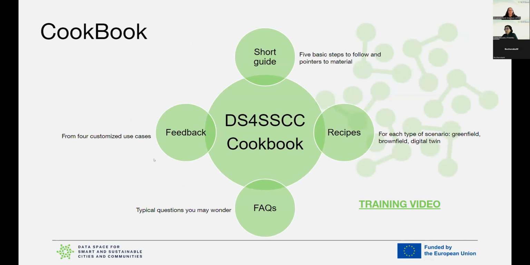In order to guide other cities in doing the same, we also elaborated the cookbook, which includes 4 main parts. One is a short guide with 5 basic steps, from our perspective, to start this endeavor of setting up or onboarding a data space. Then we elaborated recipes for the different potential scenarios of cities. We also collected the feedback from the 4 use cases we tried and validated during the project.